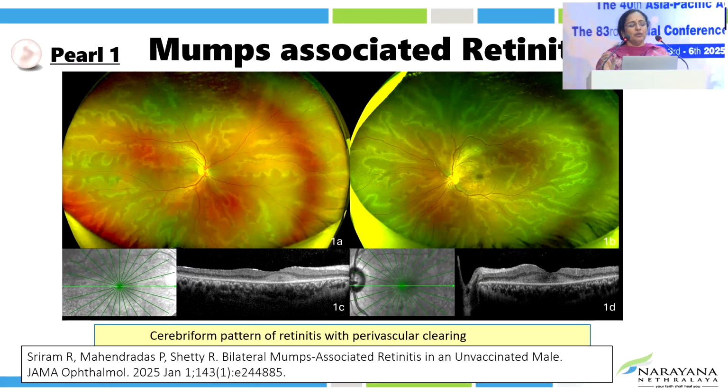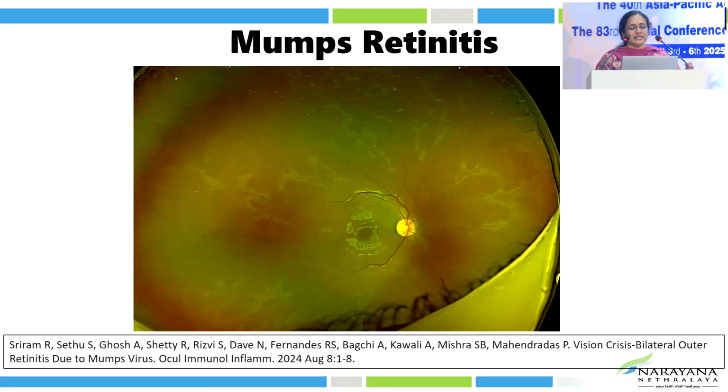Whenever OCT shows disorganization of the outer retinal layers with stream-like material underneath the fovea, whenever we see this kind of pattern, we need to suspect mumps retinitis. Here is another child who again has a cerebriform pattern of retinitis. Here it is subtle, but whenever we see this morphology, we need to suspect mumps retinitis.